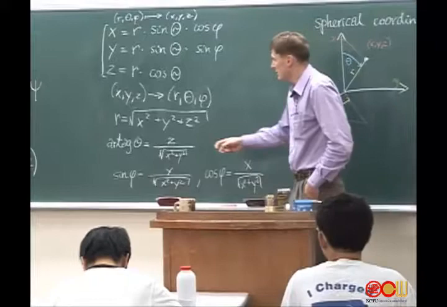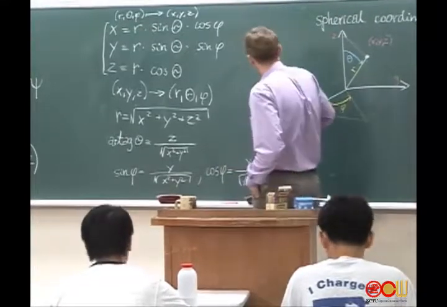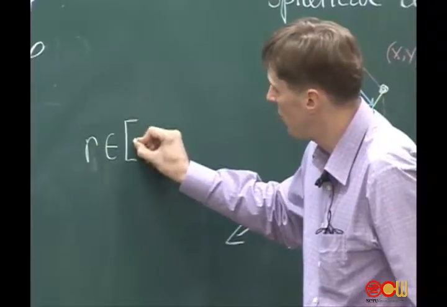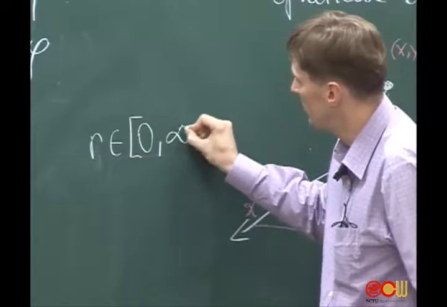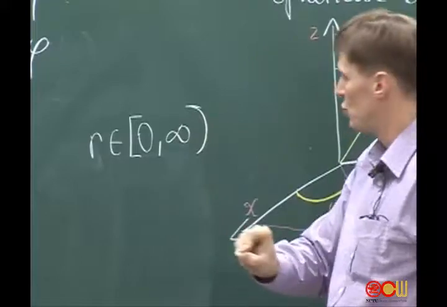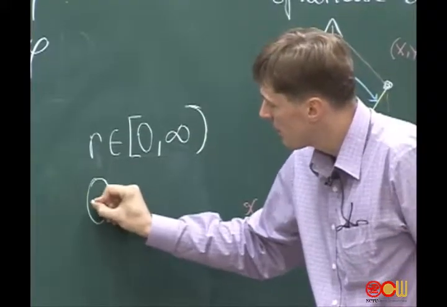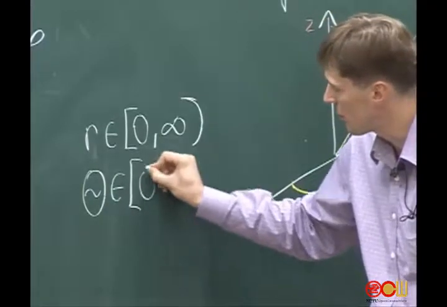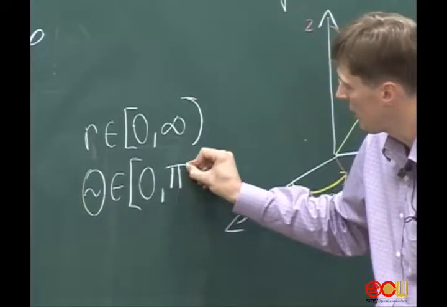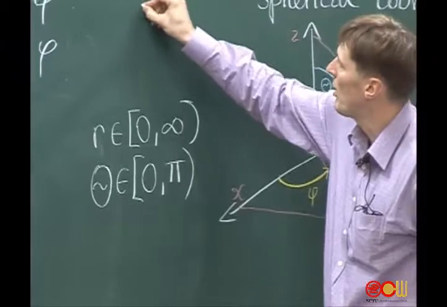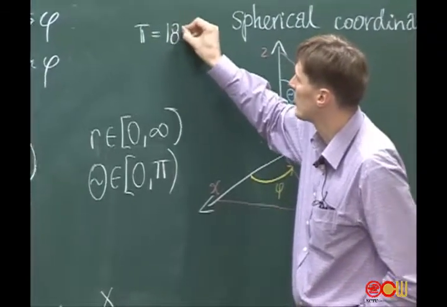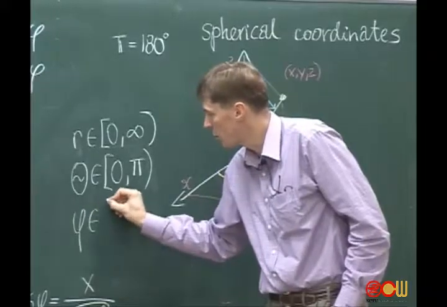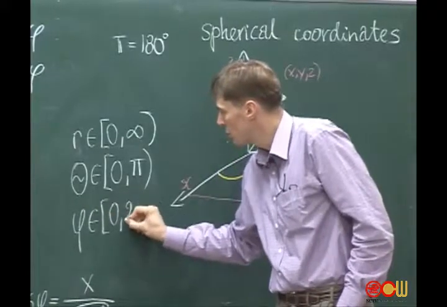Good. In this case, it's enough to say arctangent. The reason is that r is changing from 0 up to infinity. The angle theta is changing from 0 to pi. And you know, of course, that pi is nothing else but 180 degrees. And the angle phi is changing from 0 to 2 pi.